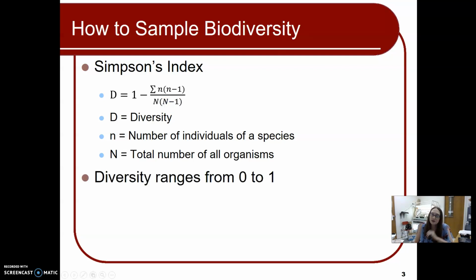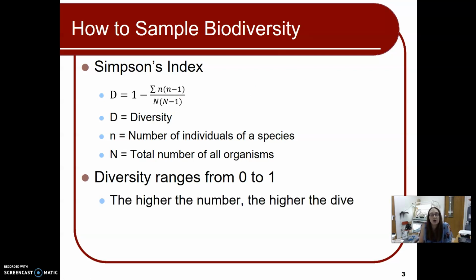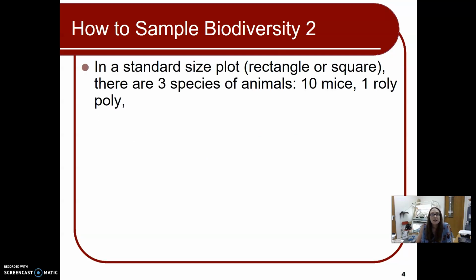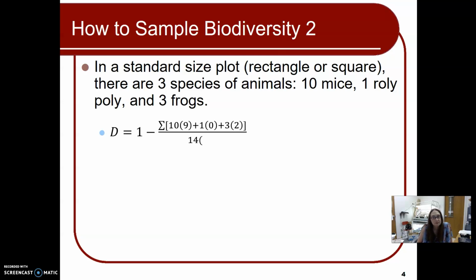Now, when we do all this math, our diversity can range from 0 to 1. The higher the number, the higher the diversity. So we want that number to be really high. So what you would do is make a standard size plot, rectangle or square, it's easier to measure. And let's say in our hypothetical plot, we have 3 species of animals. We find 10 mice, 1 roly-poly, and 3 frogs. So here is what this would look like.